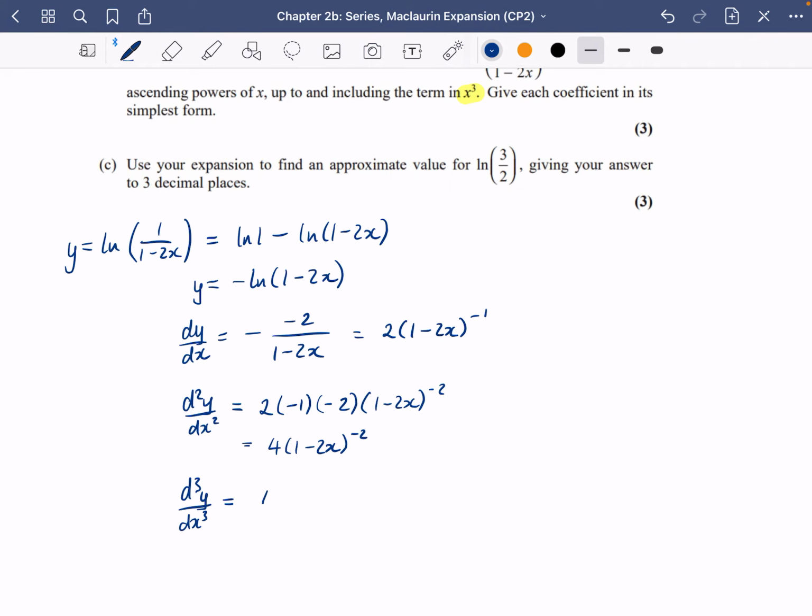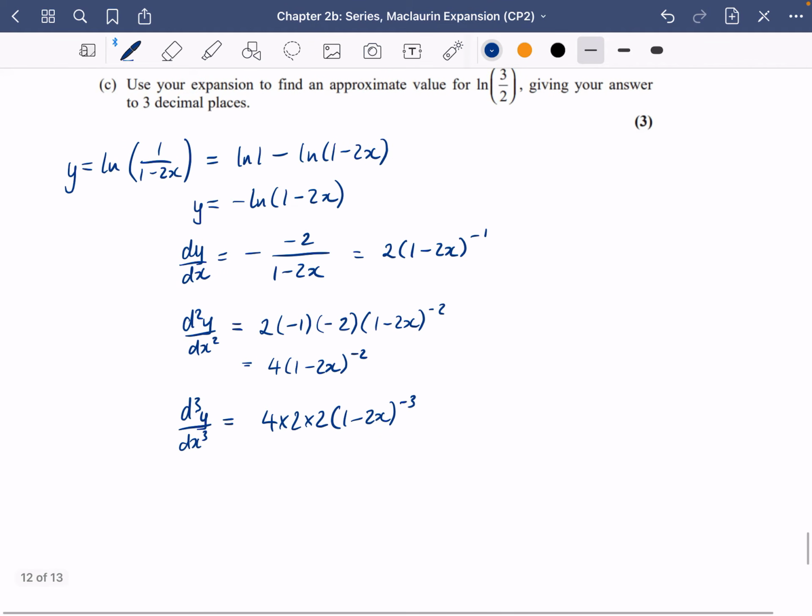So I'm going to have the 4. It's going to multiply by the minus 2 from the power and the minus 2 from the derivative of 1 minus 2x. So the negatives are going to cancel. You're just going to have 4 times 2 times 2, 1 minus 2x to the power of minus 3, which is just 16, 1 minus 2x to the power of minus 3. And that is part A of the question because we have done all 3 of the derivatives.